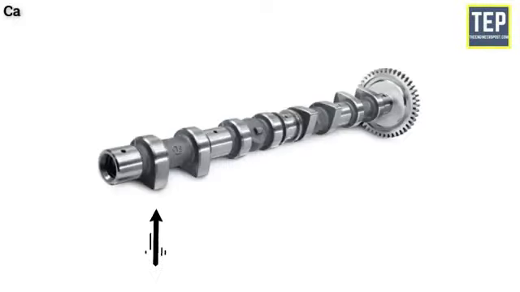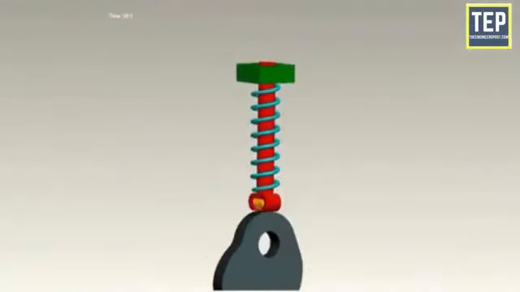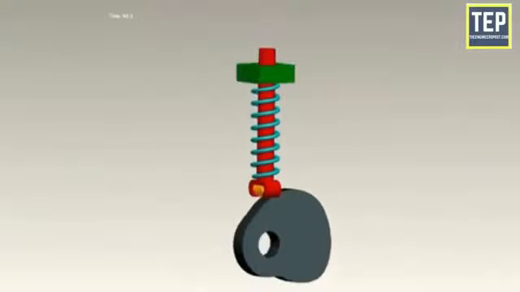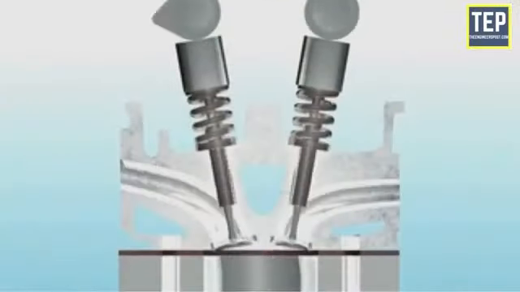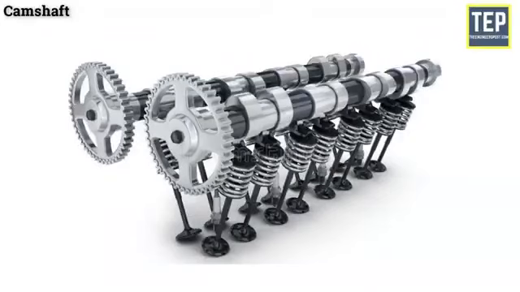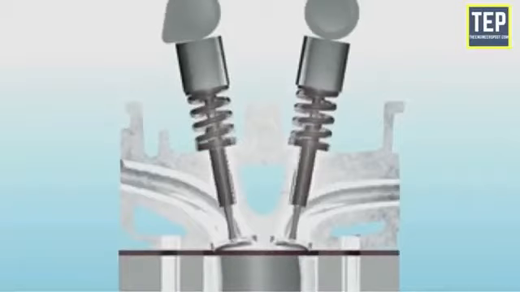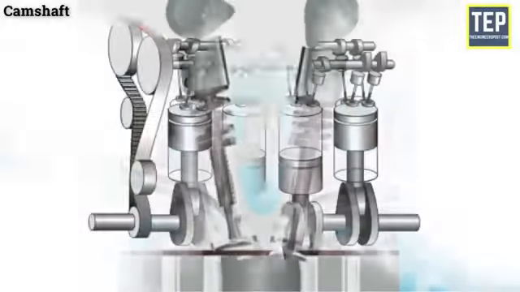Camshaft. A camshaft is a shaft on which cams are mounted. A cam is a device that changes the rotary motion of the camshaft into the linear motion of the follower. It is responsible for the opening of the valves. A camshaft has several cams along the length, 2 cams for each cylinder, one to operate the inlet valve and the other the exhaust valve.